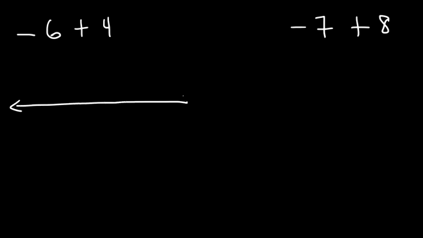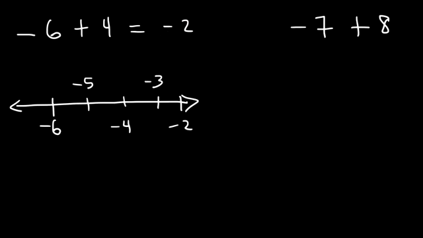Let's work on some more examples. What is negative 6 plus 4? And what is negative 7 plus 8? So take a minute and pause the video and work on those examples. So I'm going to use the number line technique once more. So let's say negative 6 is on the left. We need to add 4 to it. So we've got to travel 4 spaces to the right. 1, 2, 3, 4. So this is negative 5, negative 4, negative 3, and negative 2. So therefore, negative 6 plus 4 is negative 2.